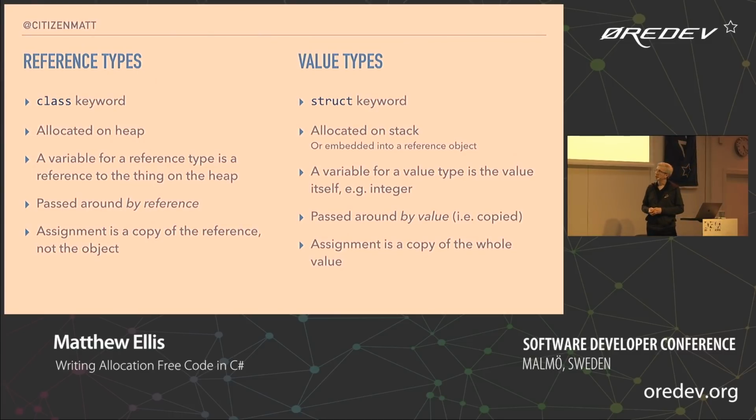And this doesn't just affect passing things in to methods either. This also affects assignment. So if you make an assignment of a reference type, so person p1 equals p2, then that's just copying the reference. It's still pointing at the same item. Whereas if you have two-dimensional points, point 1 and point 2, if you assign that, that's a copy.